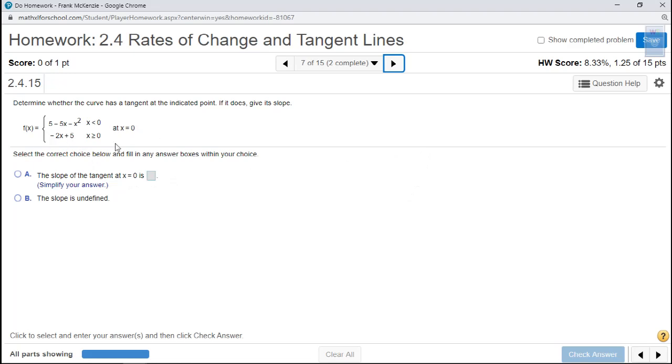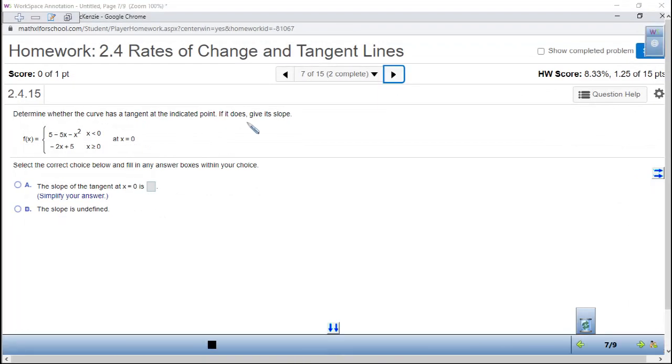Now, for this one, two things have to happen. You've got to check and see if it's continuous at 0, because that's the place where we're checking. And if it's not continuous at 0, then the slope's going to be undefined. If it is continuous at 0, you have to check and see, does the slope from this side and the slope from that side equal the same thing as you get closer and closer to 0? If it doesn't, then you can move on.